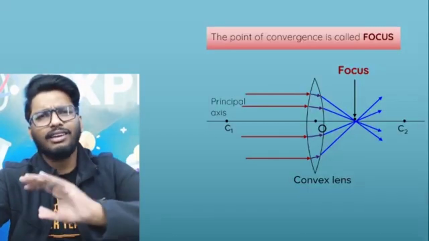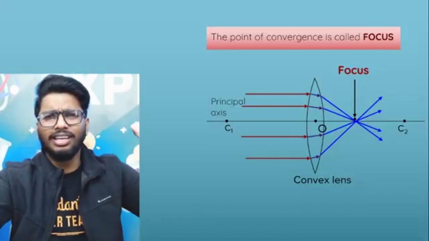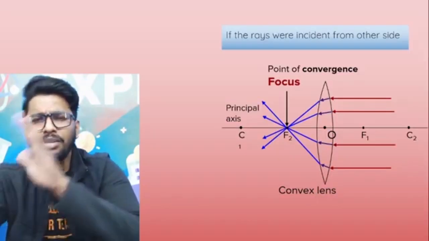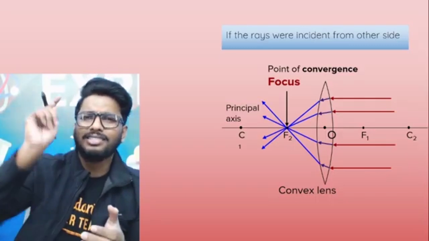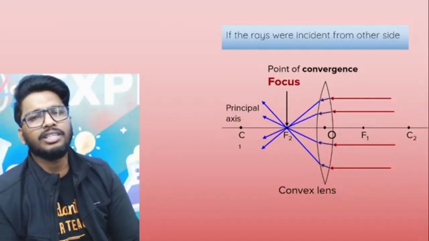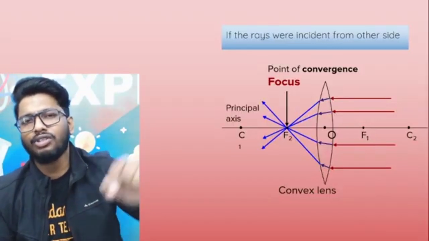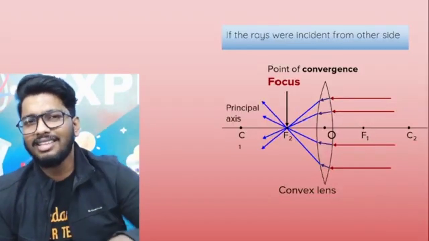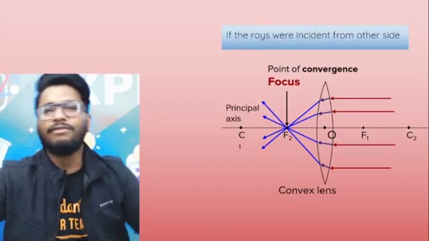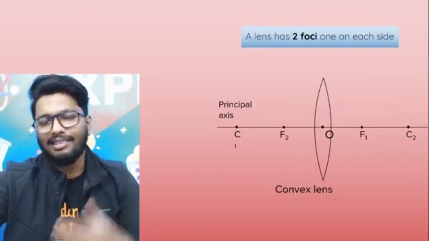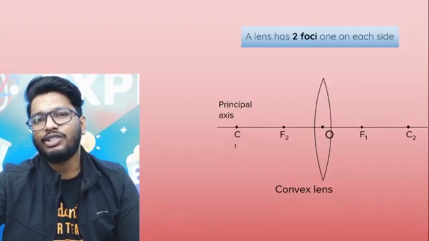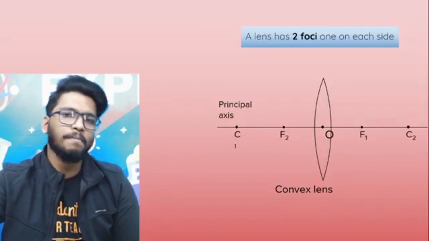But it's not like this happens only if the rays of light are coming from the left. If the rays of light are coming from the right, the exact same thing happens. Once again, all those rays will undergo refraction, and again they will meet at a point on the principal axis, and that would be the focus on the other side. Hence, for a lens, you don't have just one focus, people. You have two, one on the left and one on the right. That is why the plural of focus is foci. So you have two foci, one on each side.